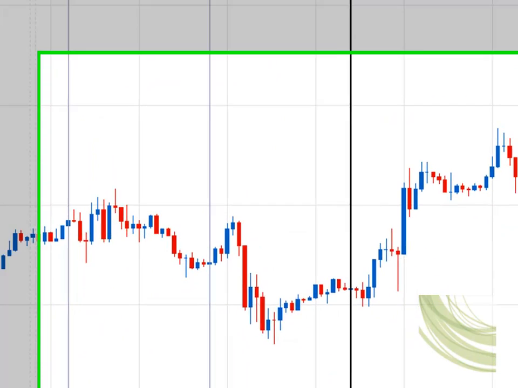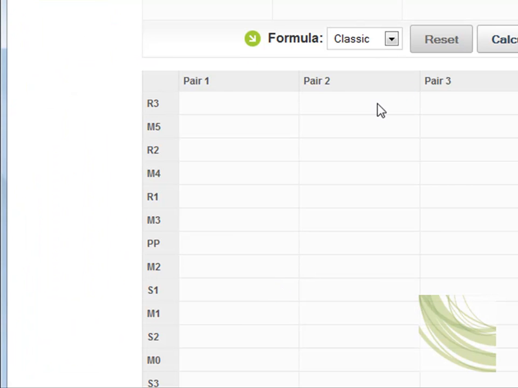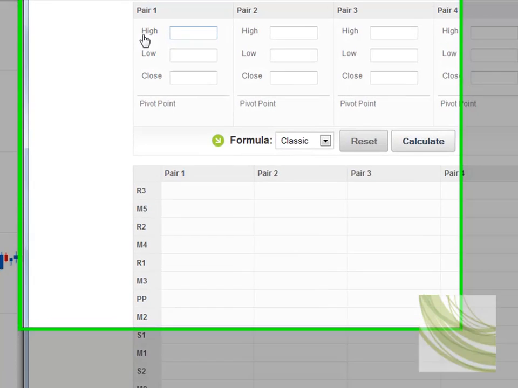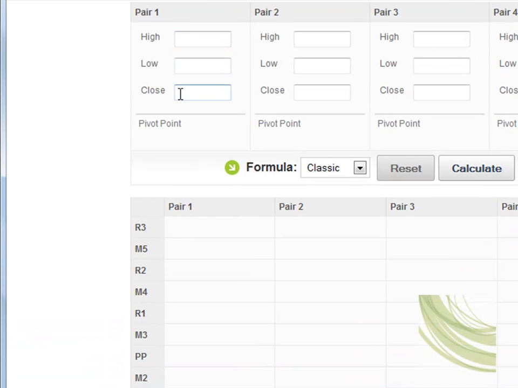With this data, now I'll go to the pivot point calculator. You just have to key in the website, which is here, and you will get to this page. So all you have to do now is, you can see here, they say high, low, close.